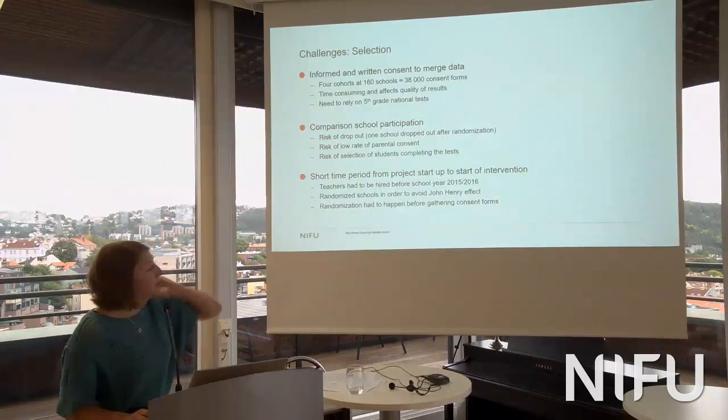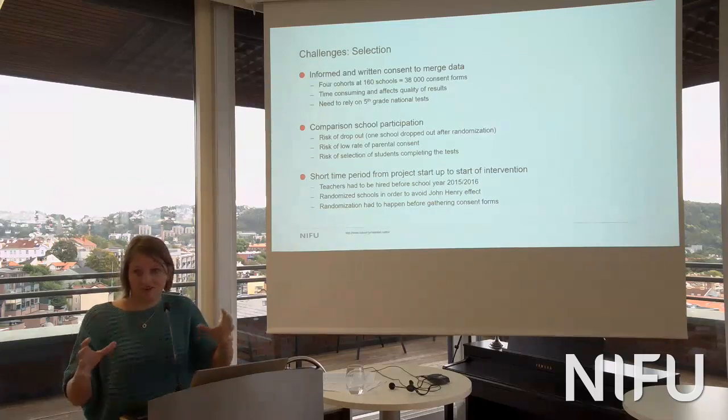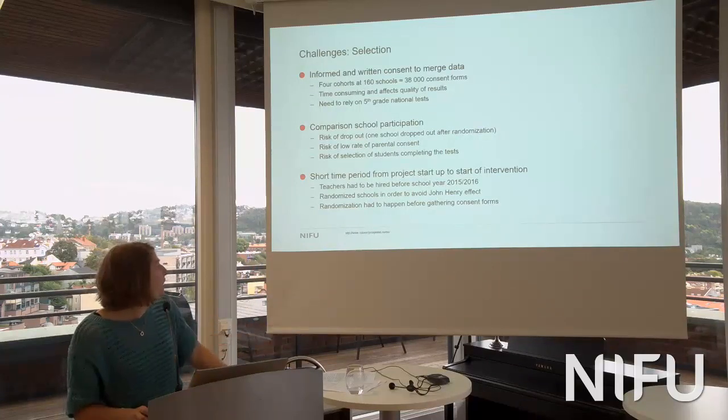Another problem is the comparison school participation. We need the comparison schools to be part of the project. And we always have the risk that the comparison schools drop out because they're not getting anything. And we have, in fact, had one school that dropped out, and that affects the whole strata of schools that school comes from. And there's a risk of low parental consent at the control schools, that they don't give consent to as large a degree as the treatment schools. We also have a risk of the selection of students completing the test. There might be different students that complete the test at the treatment school than at the control school. Another argument for using the 5th grade national test, where we don't have those types of problems.